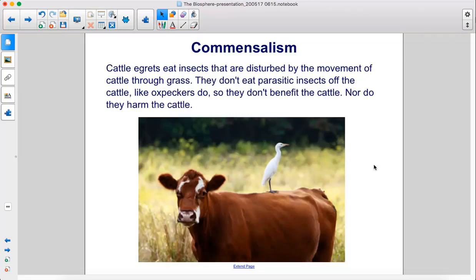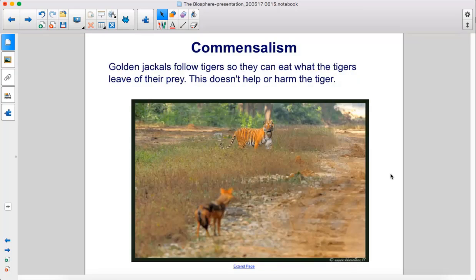Cattle egrets eat insects that are disturbed by the movement of cattle through grass. They don't eat parasitic insects off the cattle like oxpeckers do, so they don't benefit the cattle, nor do they harm the cattle. Golden jackals follow tigers so they can eat what the tigers leave of their prey. This doesn't help or harm the tiger.